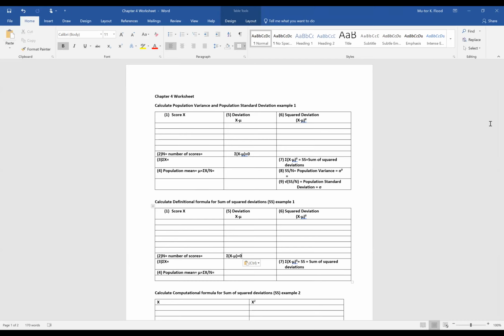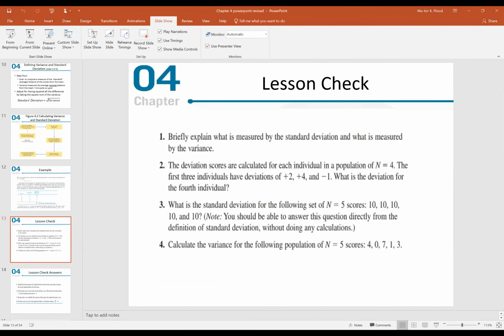So if you follow along by what number it is, it'll take you step by step. Step one is you're going to list out the scores that you have. In this case, we have 4, 0, 7, 1, and 3. Just want to reconfirm that's the right numbers: 4, 0, 7, 1, and 3.